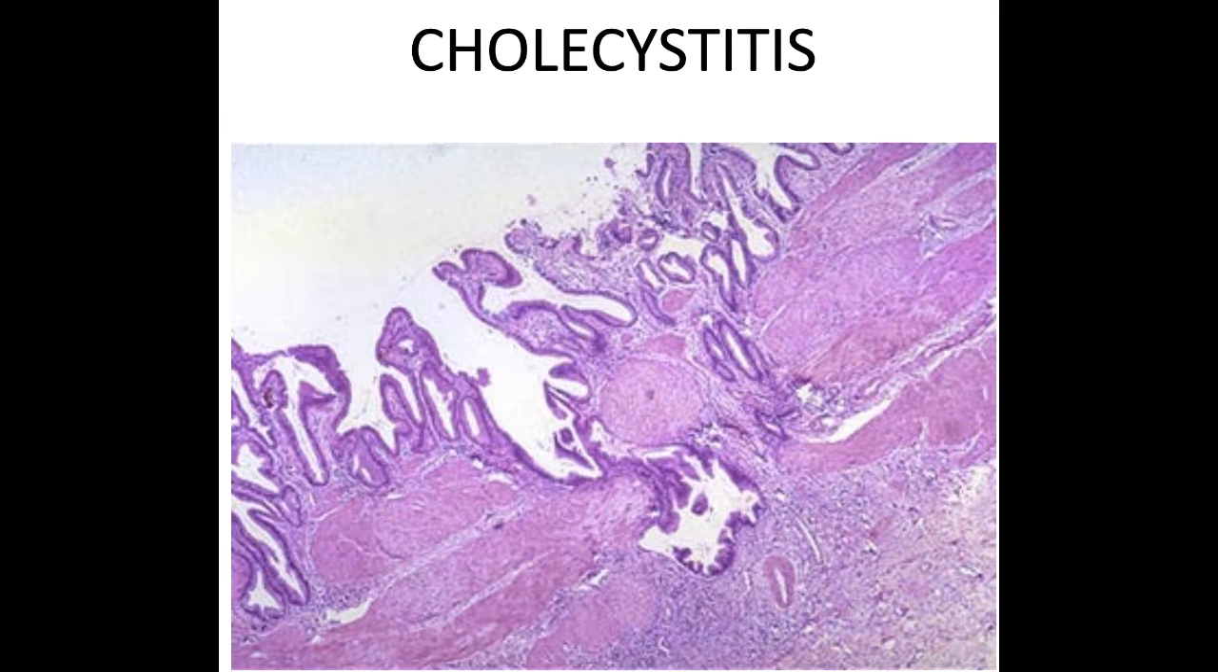This is chronic cholecystitis. Most of the time in chronic cholecystitis, the mucosa will pouch out inside the muscularis, which will give rise to a sinus known as Rokitansky-Aschoff sinuses. This will be seen in chronic cholecystitis.